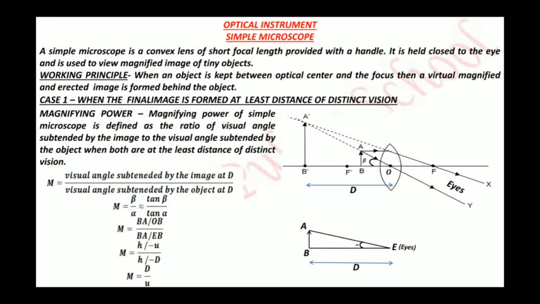Now let us put the values first of all. In place of BA, we are going to write h, the height of the object, upon minus u, because it is the object distance, and it is minus because we are moving left of the optical axis, left of the optical center. For the perpendicular we have put h, for the base we have put minus D, again we are moving left. Now h and h will cancel out. We are going to have M is equal to D upon u, and let this be your equation number 1. Okay, now let us move ahead.